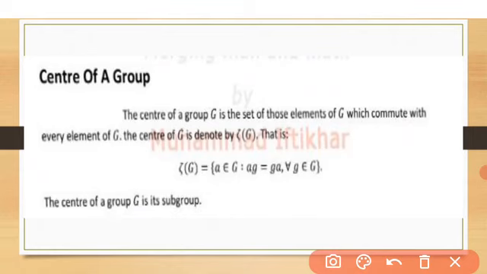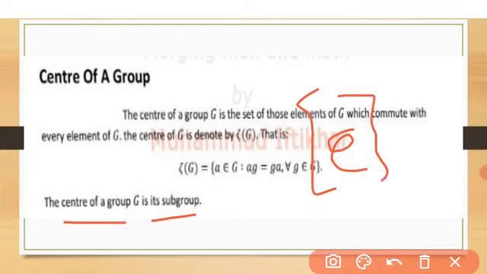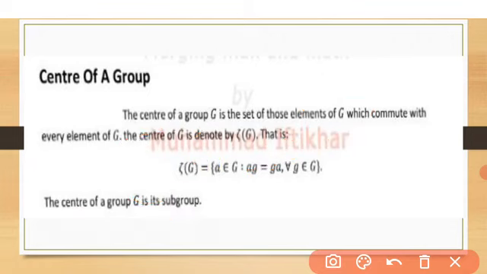The center of group G is itself a subgroup as well. This is a statement that, as in the example I took, the identity element as the center of G. So the identity element, we know, is a trivial subgroup.